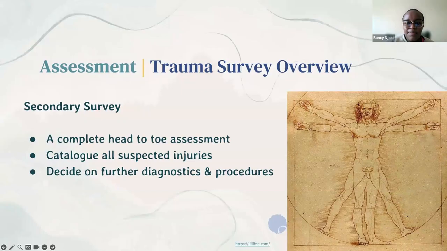For the secondary survey, after the primary, you'll be able to pick out any suspected injuries. And then at this point is where you decide on any further diagnostic procedures that need to be done. If a patient has a pneumothorax, do you need to put in a chest tube? Does the patient need to go to theater immediately? Do you need to put on a pelvic binder if they have pelvic fractures as well? This is the point where you decide on the next plan of care for the patient.